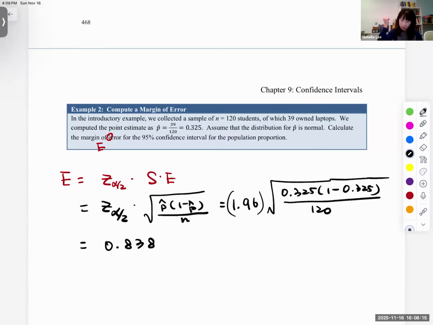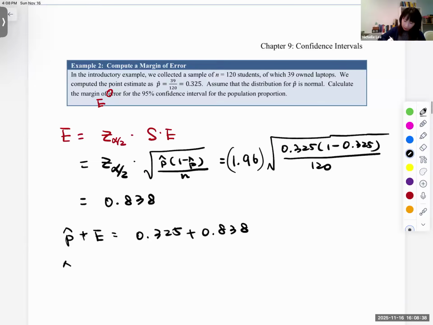Very good. So we have p hat plus or minus the margin of error, right? So in that case, plus, then 0.325 plus 0.0838, and p hat minus margin of error, 0.325 minus 0.0838. Yeah, can you please calculate? Yeah, I don't have an answer here. Oh, there you go. We have one.